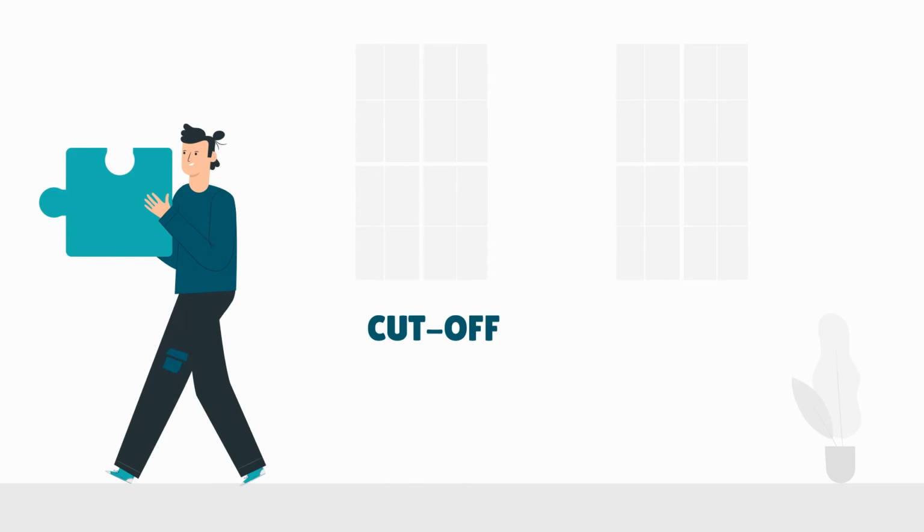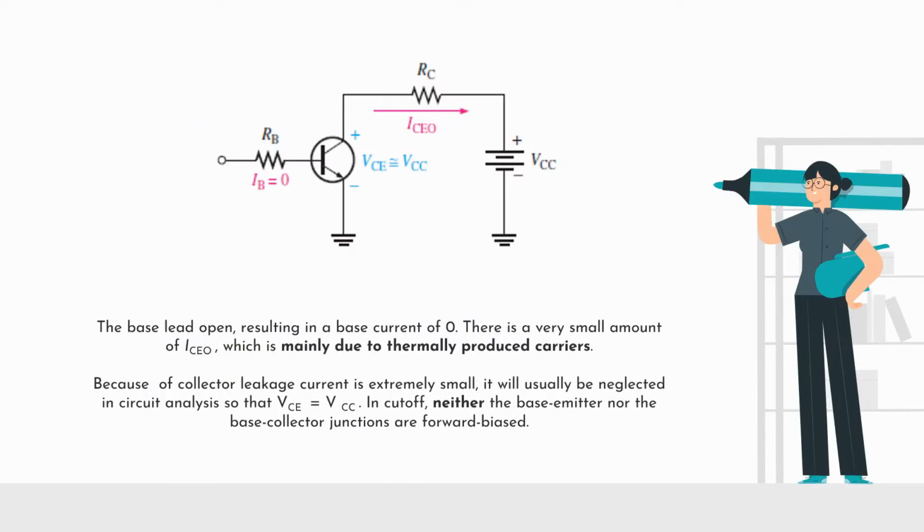Next is the cut-off region. When IB is equal to 0, the transistor is in the cut-off region of its operation, with the base lead open, resulting in a base current of 0. There is a very small amount of collector leakage current, which is mainly due to thermally produced carriers. Because the collector leakage current is extremely small, it will usually be neglected in circuit analysis, so that VCE equals VCC. In cutoff, neither the base-emitter nor the base-collector junctions are forward biased.